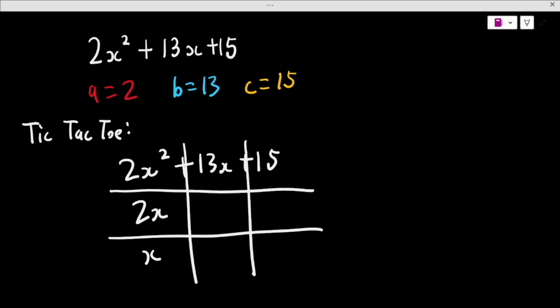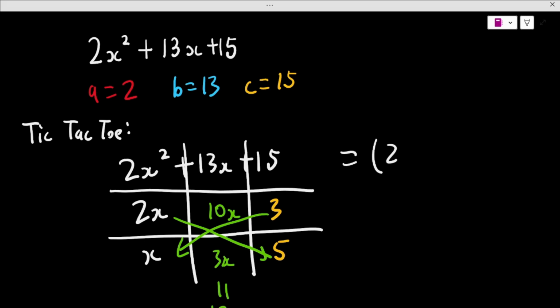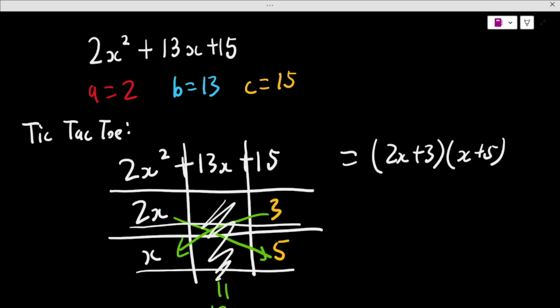Well, we already know that the factors are going to be 2x plus 3 and x plus 5, so let's see what happens. When we multiply 2x with 5, we get 10x. When we multiply 3 and x, we get 3x. These two added together give you 13x, which is what we have initially. So that's great. It means that our factors are going to be 2x plus 3 and x plus 5. To get it, just horizontally, ignore everything here.